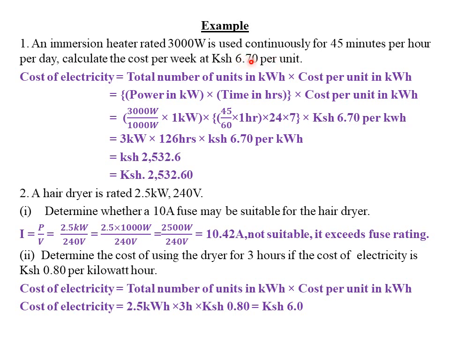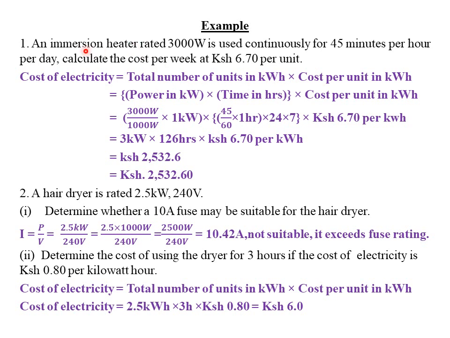So this is the cost of electricity per unit. We said that if you want to find the total cost of electricity that has been used, you simply take the total number of units in kilowatt hour and multiply by the cost per unit in kilowatt hour. So the first thing, we need to identify the total number of units spent, in this particular case in kilowatt hour. The total number of units in kilowatt hour is the power in kilowatt multiplied by the time in hours.